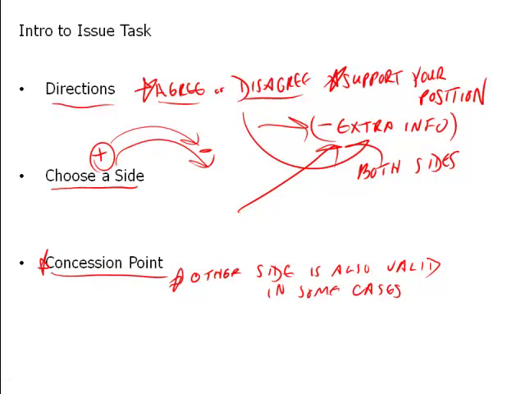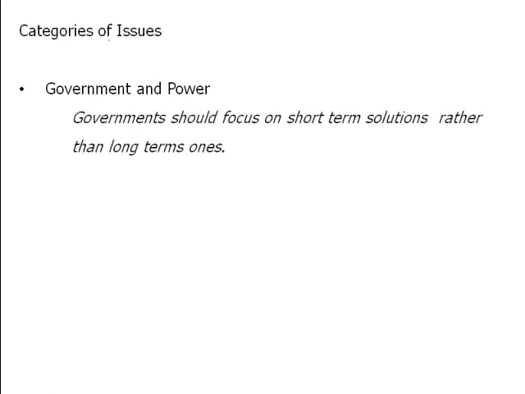So now let's actually take a look here at the different categories of issues. Where are these questions coming from? And so first theme here is the government and power theme. And let's take a look here at an example. Governments should focus on short-term solutions rather than long-term ones. So what we have here is a simple question about government and power. Again, they could have many variations on this. And it could be a completely different question, but again, it will relate to government and power.